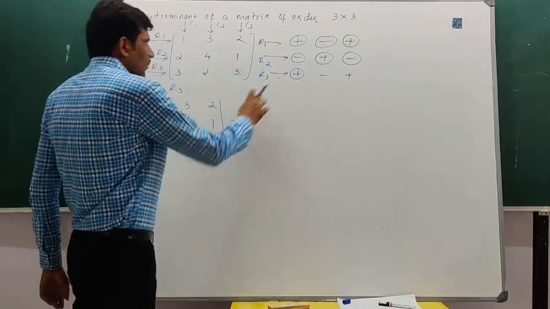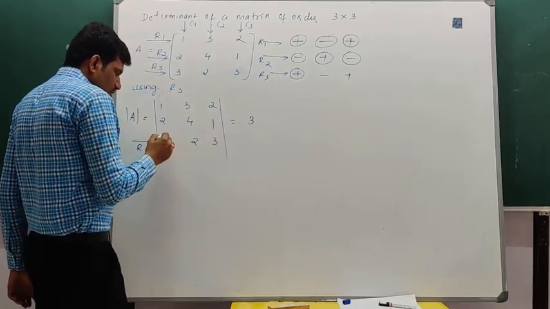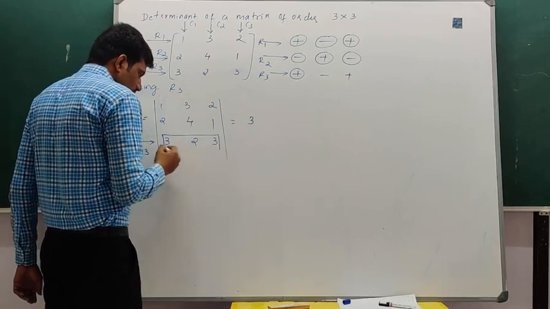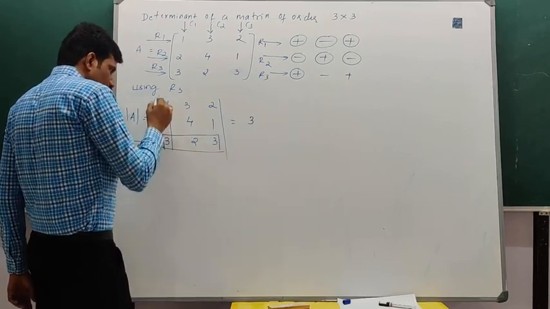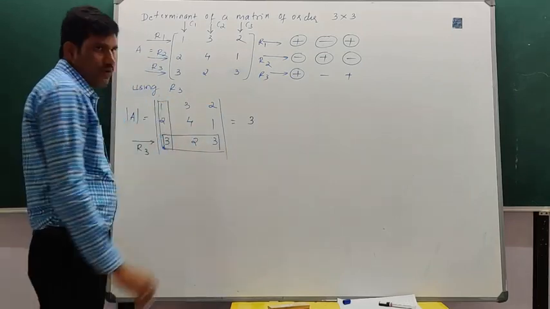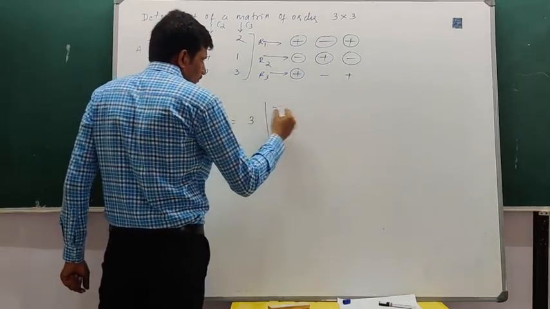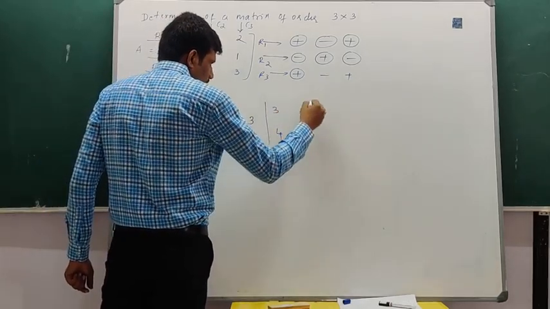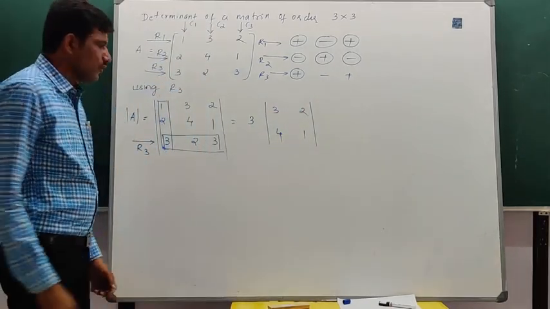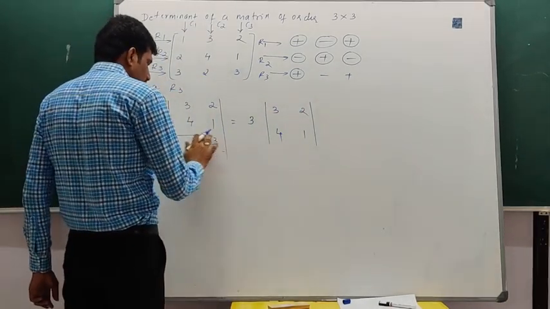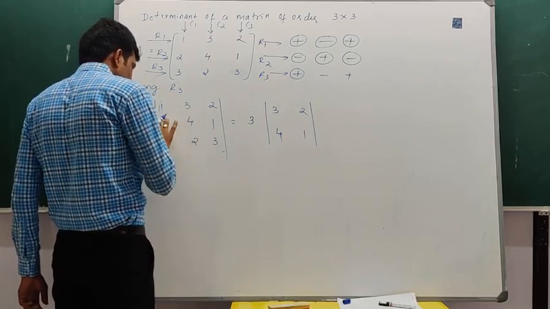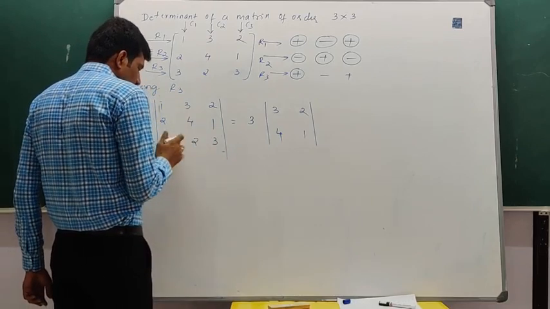So plus into plus is plus, where this 3 is present. 3 is present in the third row and first column. Now leave these two. When you leave these two, what is left here? 3, 2, 4, 1. Then what is the second element in R3? What is the next element in R3?